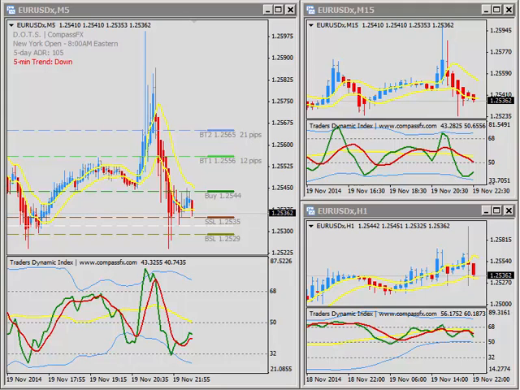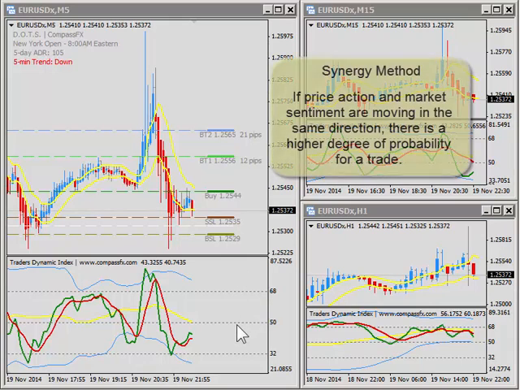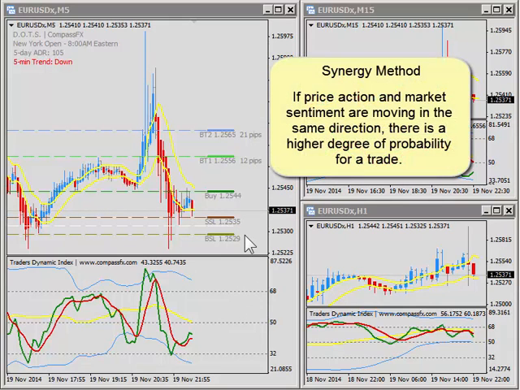The Synergy model is a model that I developed a number of years ago, back in the early 2000s. I gave it out to a few friends in 2005, and it has taken off globally. We've had hundreds of thousands of traders download the Synergy model and use it. A number of professional traders have really taken a liking to the Traders Dynamic Index. It is a slightly lagging indicator that shows sentiment in the marketplace and can also be used to show divergence compared to price action. The whole idea of the synergy model is if price action and market sentiment are moving in the same direction, you have a higher degree of probability of that trade working out.